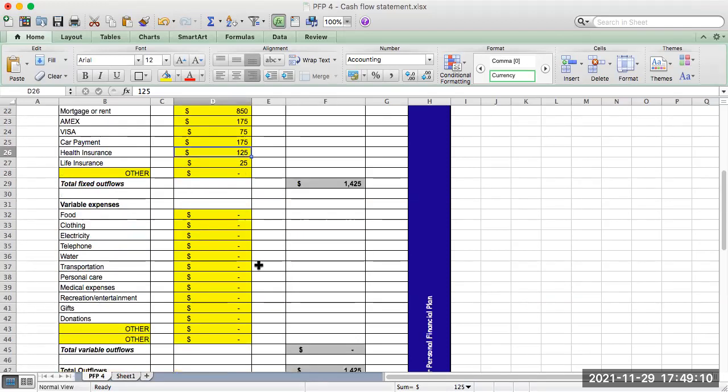Again, I'm just making these numbers up. Food, do we eat? Well, probably. So what are we gonna put in here? 500, clothing, 50. I'm just throwing numbers in there. Your electric bill, your mobile phone bill. Maybe you don't pay water where you are. What kind of transportation? Now you can break it down into like gasoline. Is there public transport? Do you take the train somewhere, et cetera? Personal care. I like to get massages.